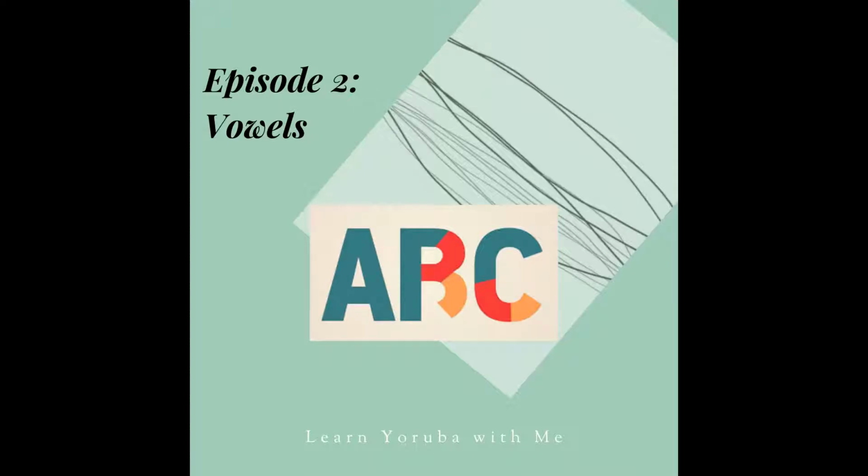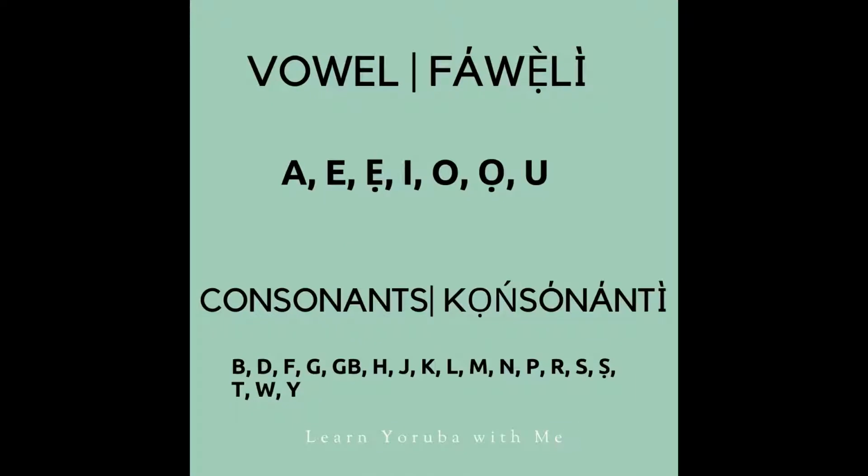Today's topic is vowels. Vowel in Yoruba is voweli. Yoruba has 7 vowels, and they are a, e, e, i, o, o, u. One more time. A, e, e, i, o, o, u. Yoruba also has 17 consonants, but we will only focus on vowels for today.